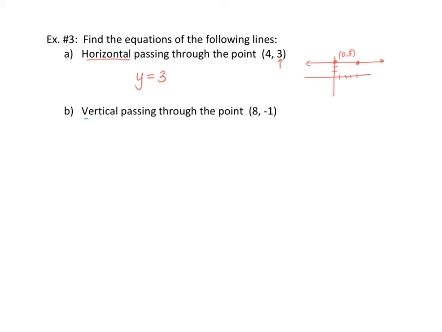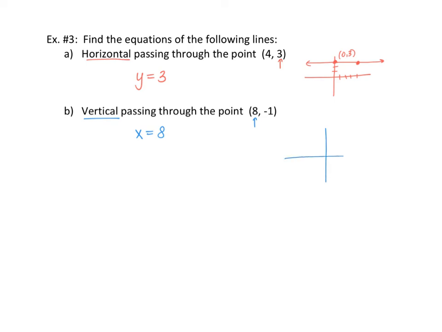If you want a vertical line, as soon as you see that word vertical, you know it's going to be of the form x =, and then just look for the x-coordinate of any point on that line. Since it must go through the point (8, -1), our equation will be x = 8.